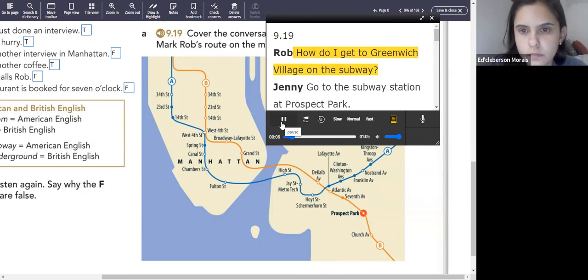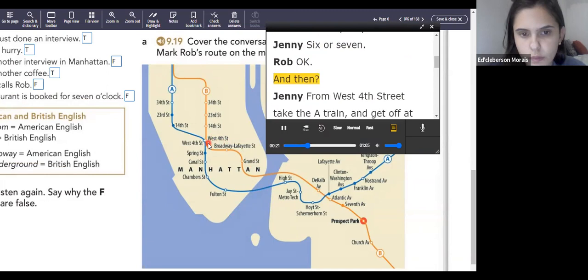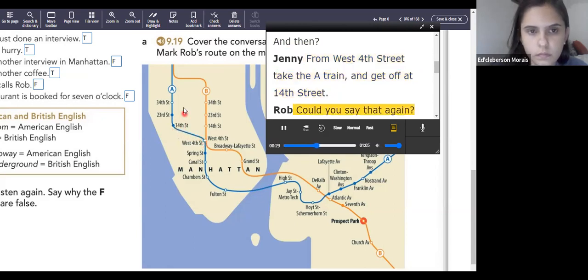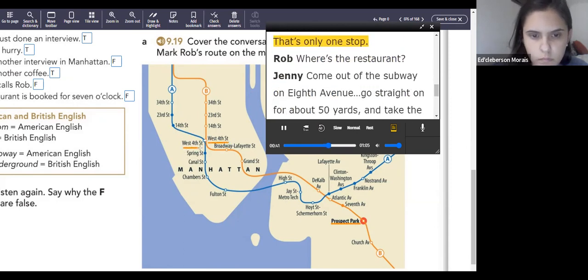How do I get to Greenwich Village on the subway? Go to the subway station at Prospect Park. Take the B train to West 4th Street. How many stops is that? 6 or 7. Okay. And then? From West 4th Street, take the A train and get off at 14th Street. Could you say that again? Okay. From Prospect Park, take the B train to West 4th Street. And then take the A train to 14th Street. That's only one stop. Oops.